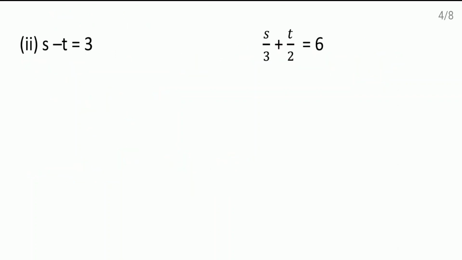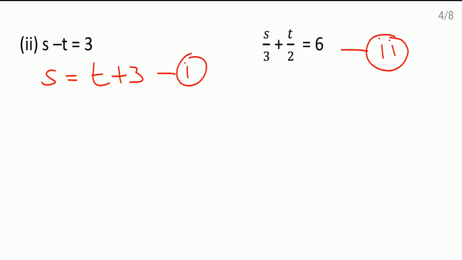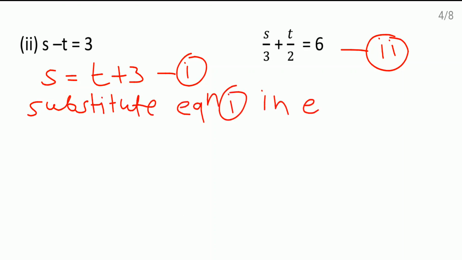Correct? Come to the second one here. Now you see which is the easier one. The first one is easier. So I will write s equal to t plus 3 as our first equation, and this one is the second equation. Now I will substitute the value of the first equation in the second equation. So here I will write: substitute equation 1 in equation 2, right?